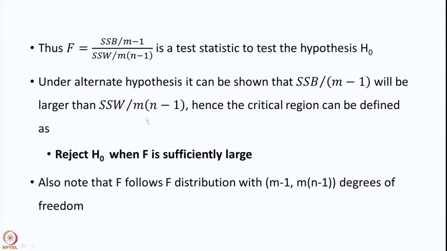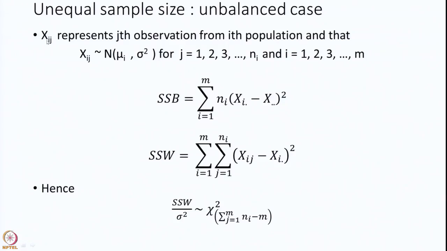Now you see, here we have assumed that all populations are of the same size. Suppose we have Xij, where i represents the population and j represents the observation, and in the ith population the number of observations is ni, not a common n. In that case only the formula changes: the between group sums of squares becomes the summation i equal to 1 to m of ni times (xi dot minus x dot dot) square.